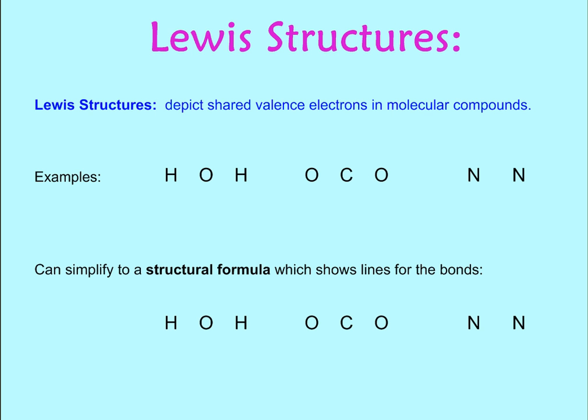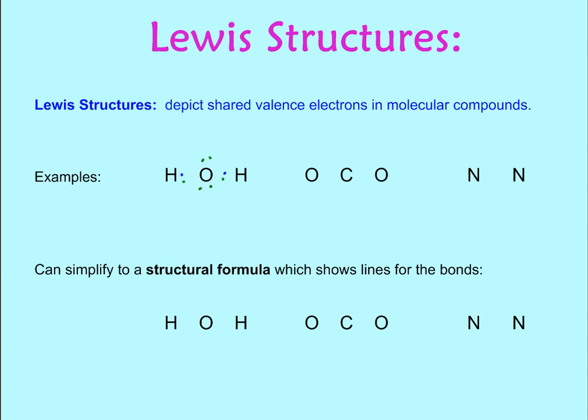Lewis structures depict shared valence electrons in molecular compounds. It helps us to understand how covalent bonds are formed, where they're located, how many bonds there will be, and what the molecule is going to look like. Starting with the water molecule, for example, we know that hydrogen has 1 valence electron, and that oxygen has 6. So 1, 2, 3, 4, 5, 6.